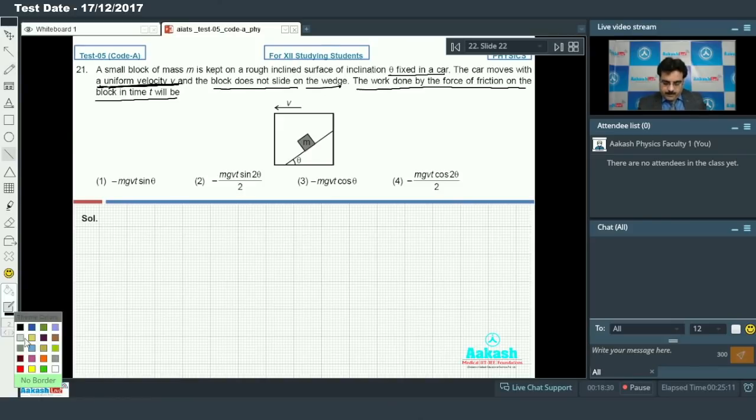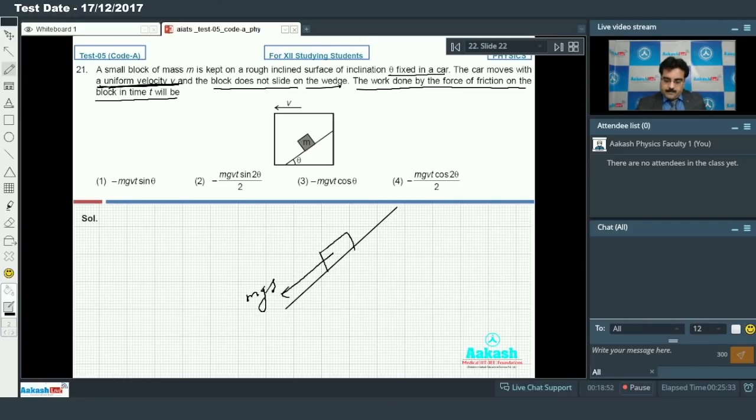So if I make the free body diagram, we'll see this is the block. The block has a tendency to move downward, but the question says the block does not slide. The component of the weight that will act in this direction is mg sin theta. The block has a tendency to slide down, so the direction of the friction force will be this F, and the angle of inclination is theta.